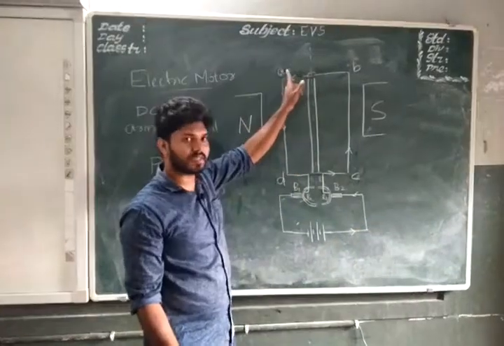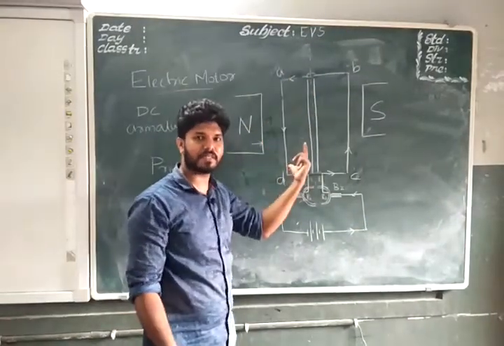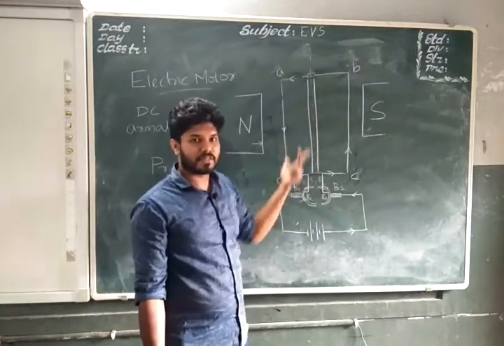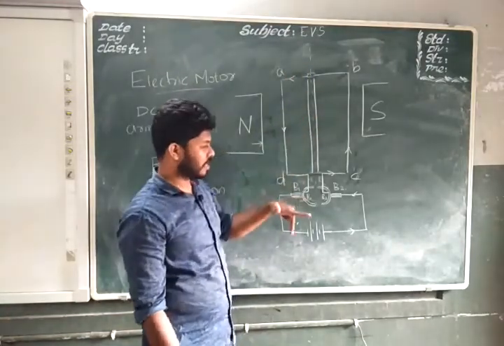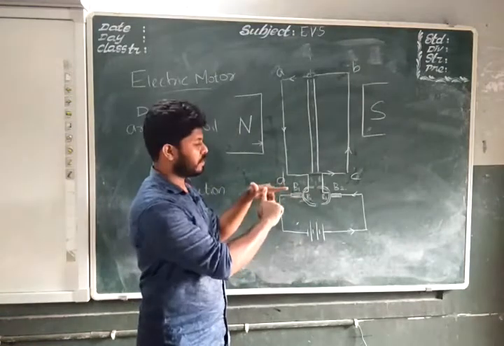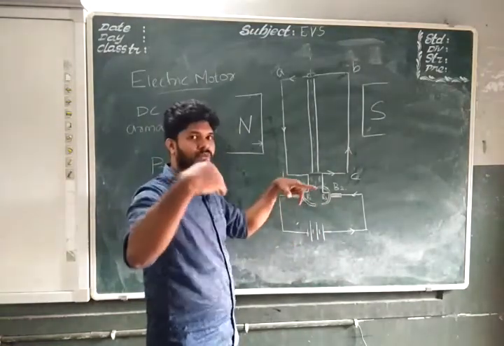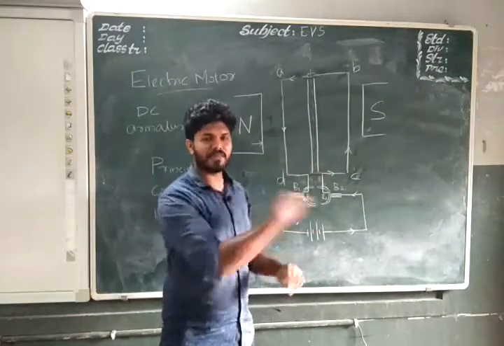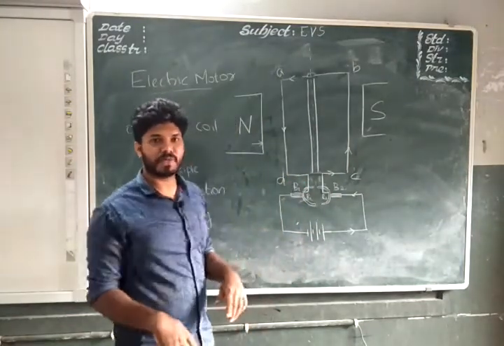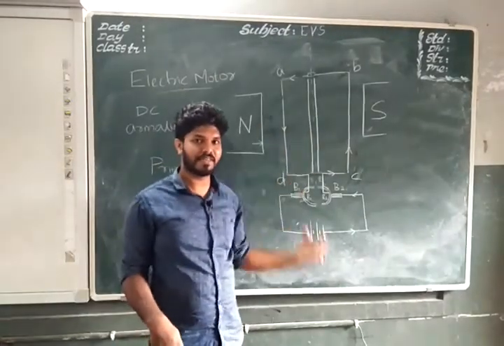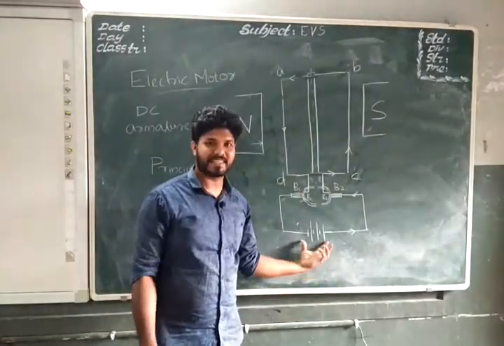As the current reaches here, at the same time current will reach here without waiting. When it reaches here, current is moving downwards, magnetic field towards the right side, and motion will be outwards. This will continue to move with a very speedy motion, and hence we get mechanical energy from electric energy, isn't it?